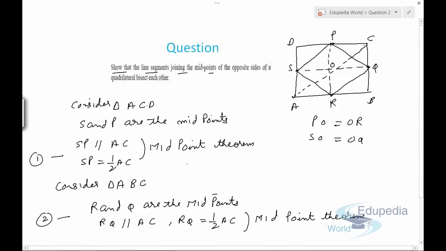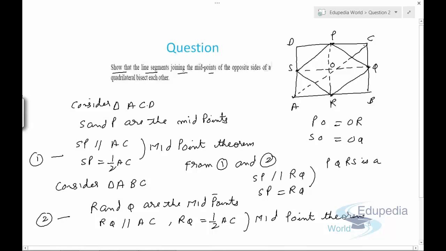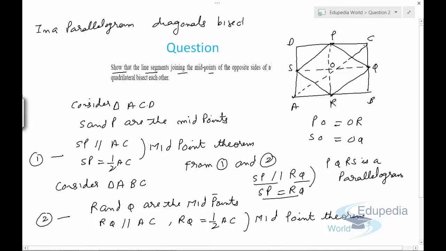Now from 1 and 2, we can say SP is parallel to RQ and SP equals RQ. Then PQRS is a parallelogram. Why? Since one pair of opposite sides is equal and parallel, so it's a parallelogram. Now since PQRS is a parallelogram, we know that in a parallelogram the diagonals bisect each other, right?